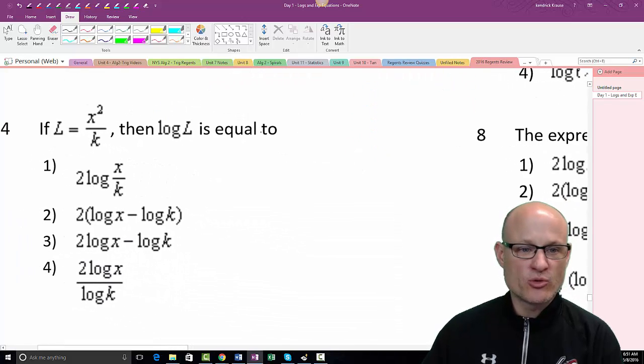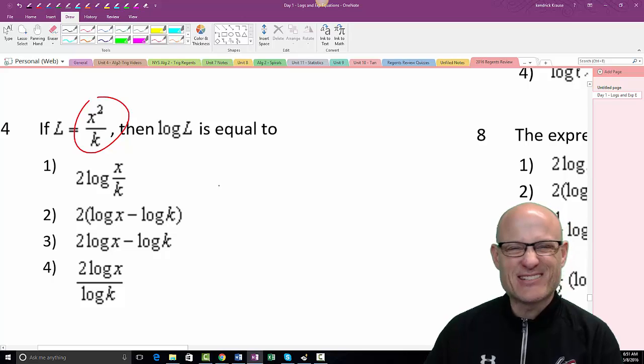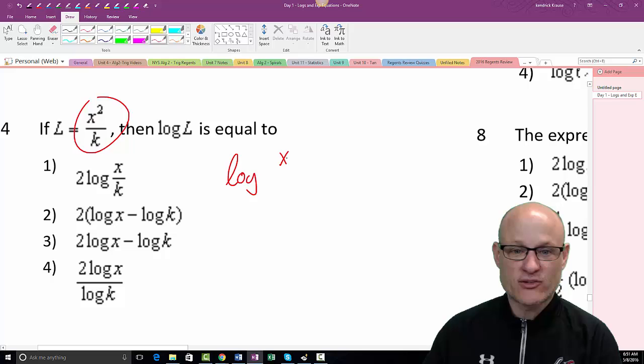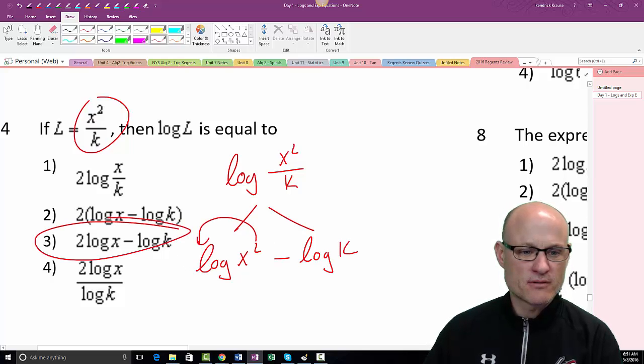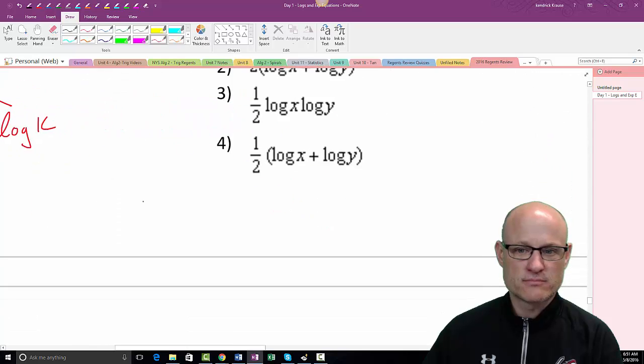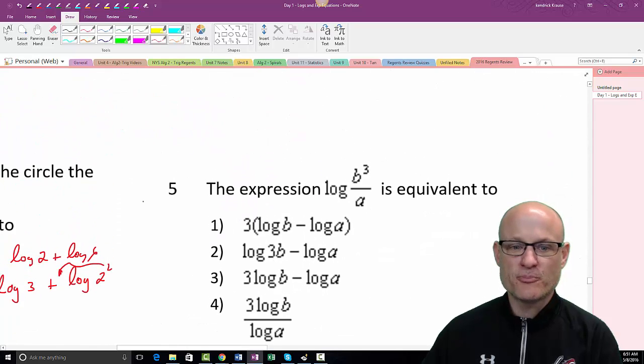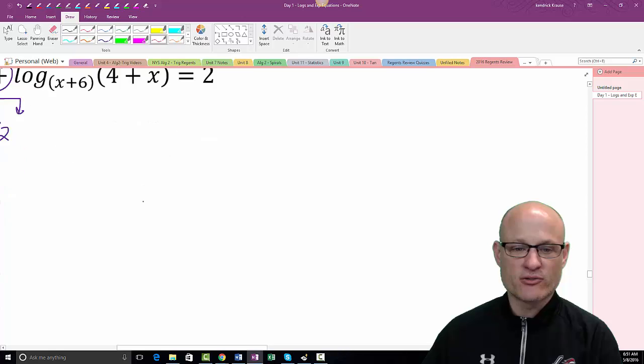All right, so we're going to take the log of this. It's division, so we're going to take the log of x squared over k. Division, when you expand it, turns into subtraction. So log of x squared minus log of k. 2 goes out front. You should pause now and try these on your own.